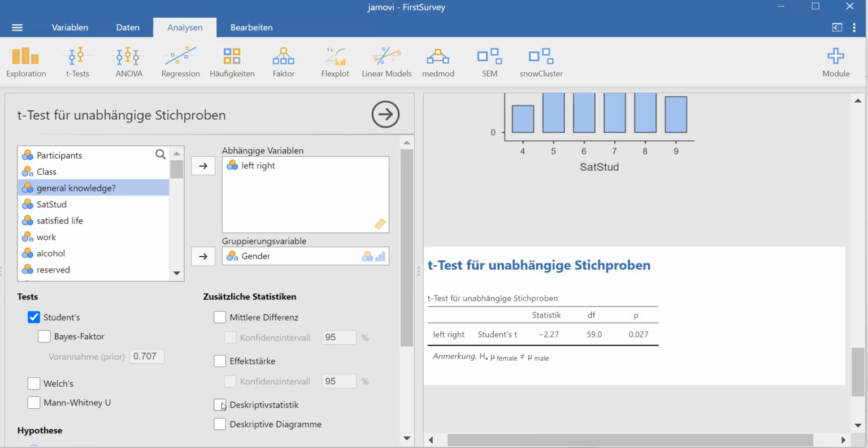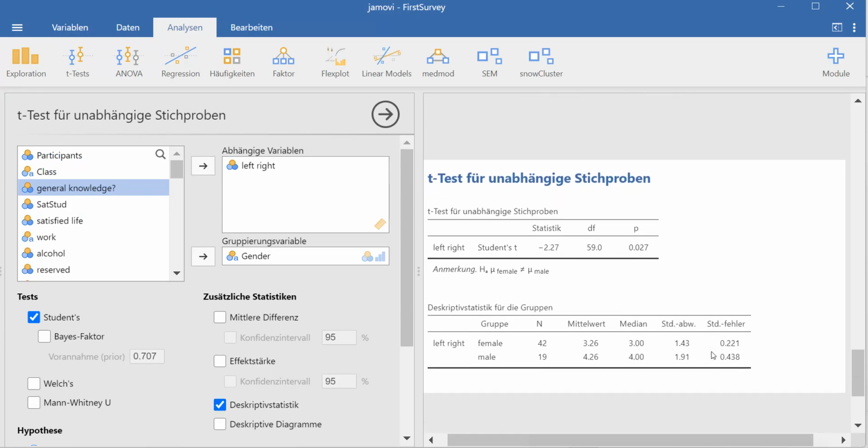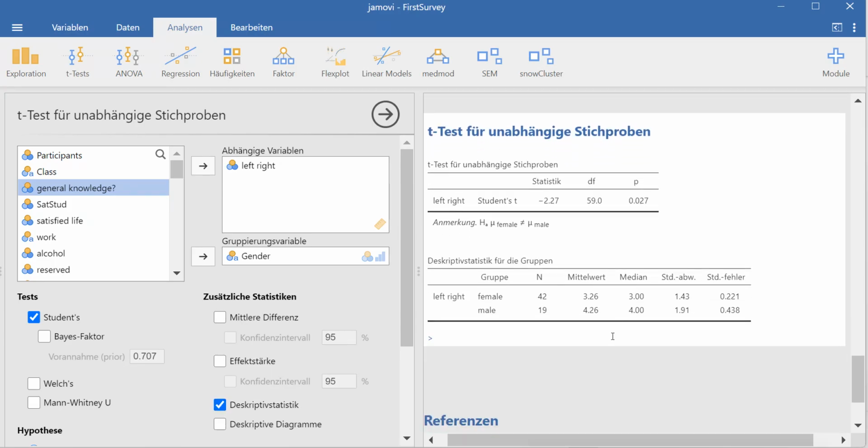So if you click here on descriptive statistics, then you see the results. So you see here females are more on the left side with a value of 3.26. Males are more to the center, 4.26. Now the question is, is this difference significant? And significant in this case does not mean that it's big or small. It does mean how likely is it that this difference also exists in the whole population.